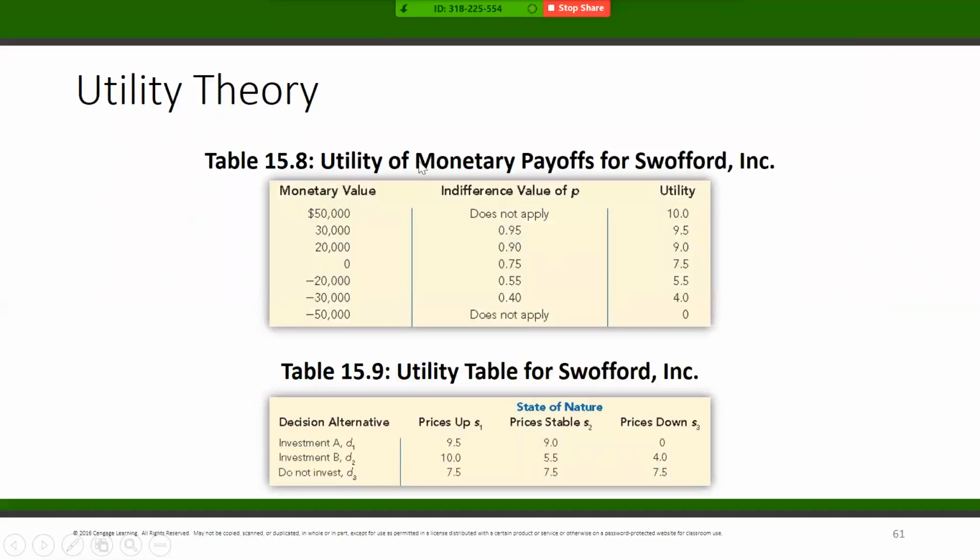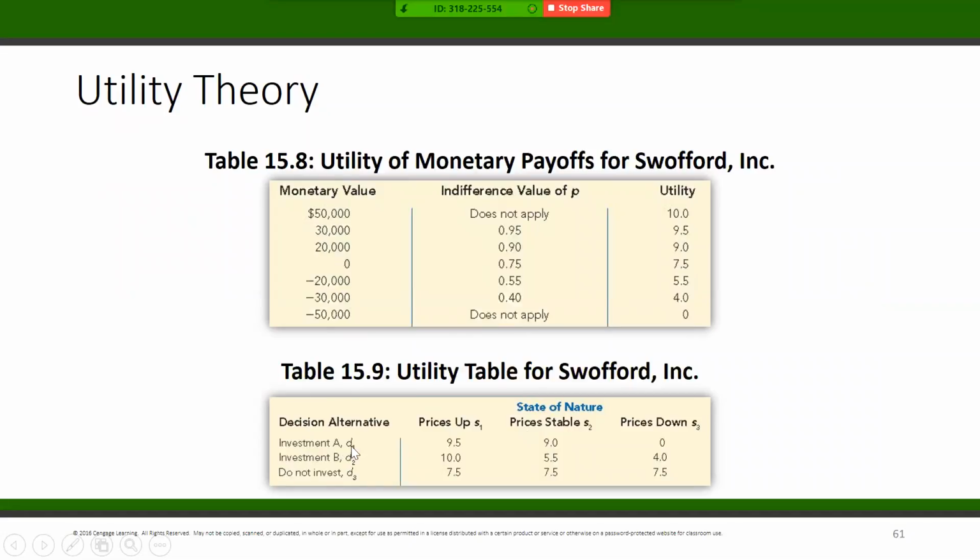All right, so these are some examples of utility of monetary payoffs for Swafford Inc. They give us the monetary value, then the different values of P, which are the probabilities; that doesn't apply to the top and the bottom. Then this is going to be our utility values. The top one is 10, the bottom one is 0, and then we have different values in between. Then we go to the utility table for Swafford Inc.